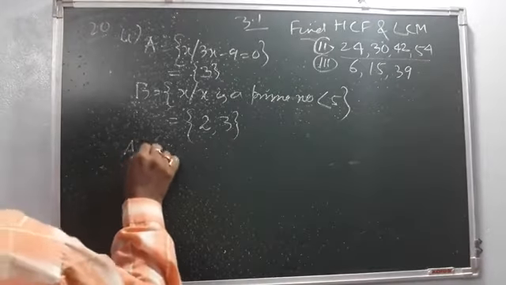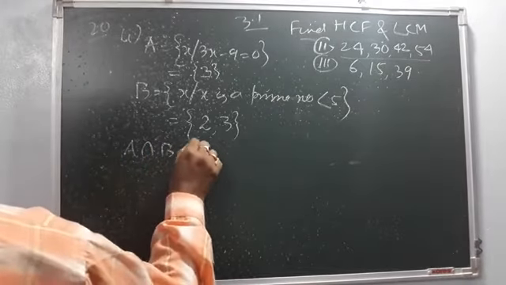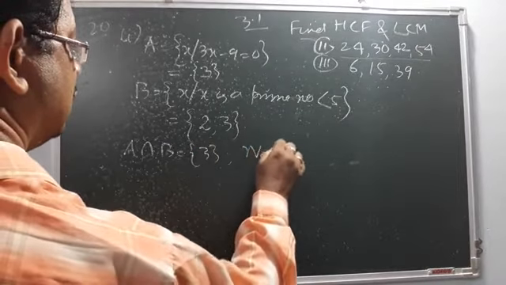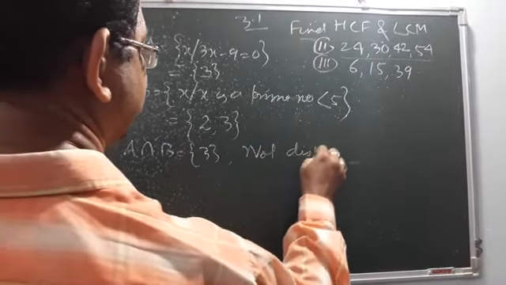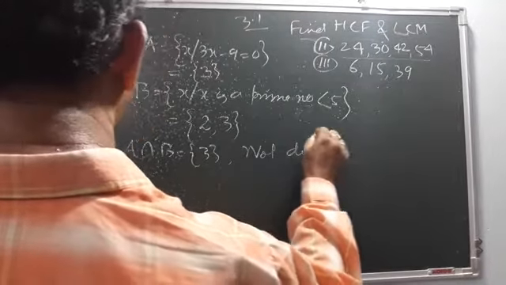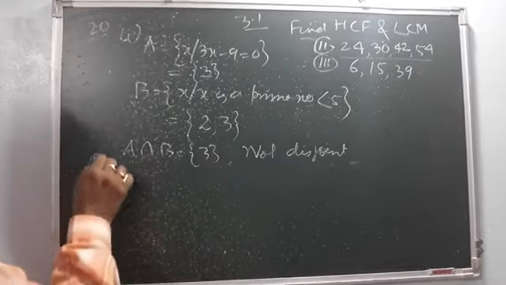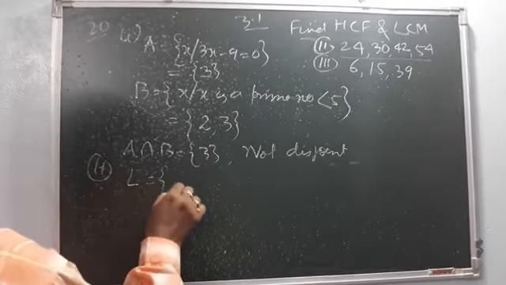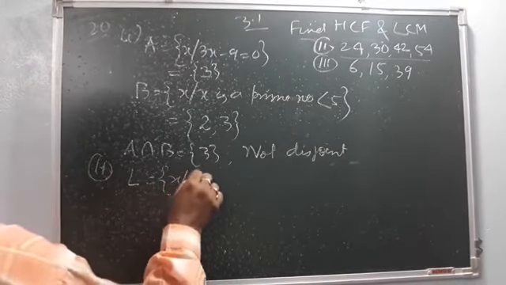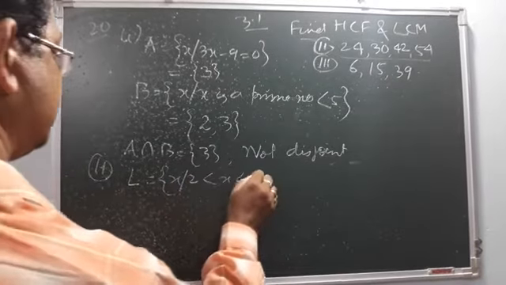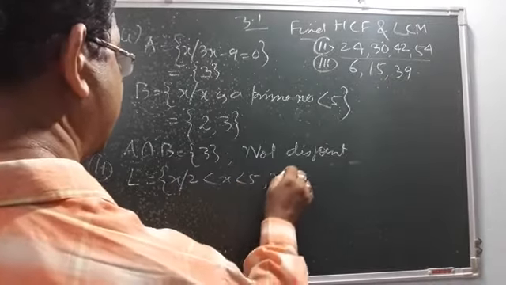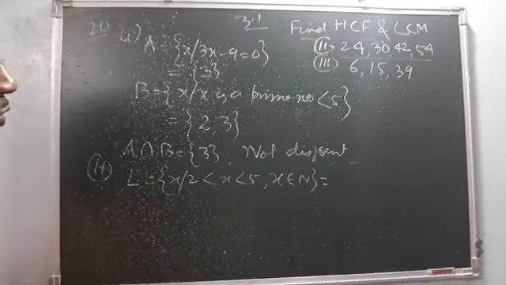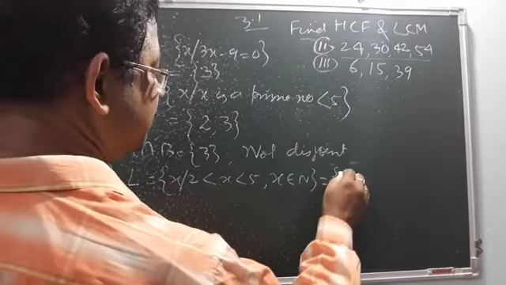So A intersection B is equal to what? Set containing 3. It is not 5. So it is not disjoint. Similarly, if we do question number 2, that is L, x such that x lies between 2 and 5 and x is a natural number. Automatically, natural numbers between 2 and 5 are what? 3 and 4.